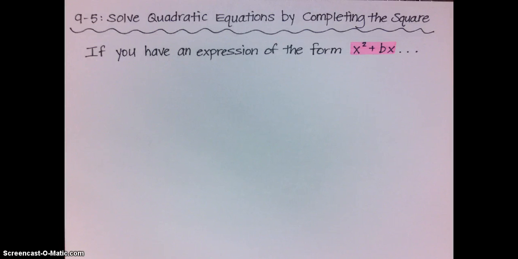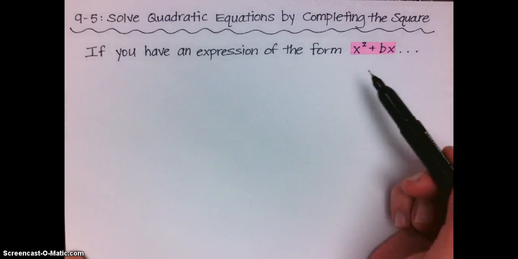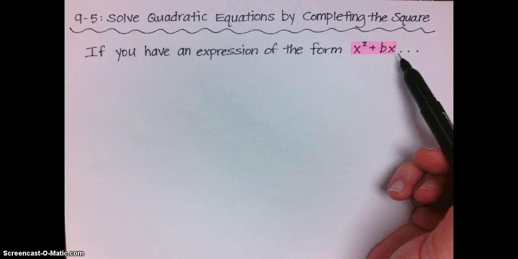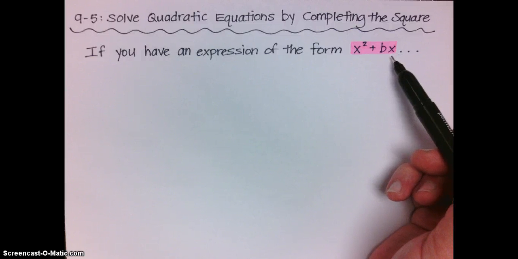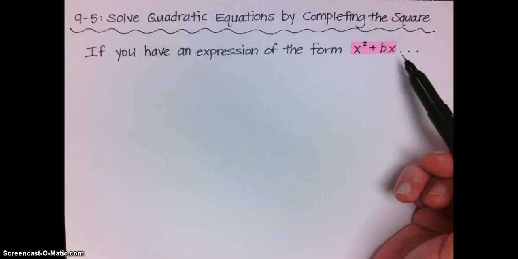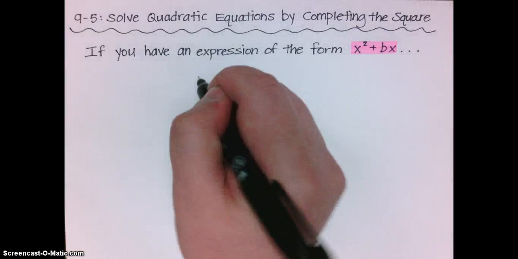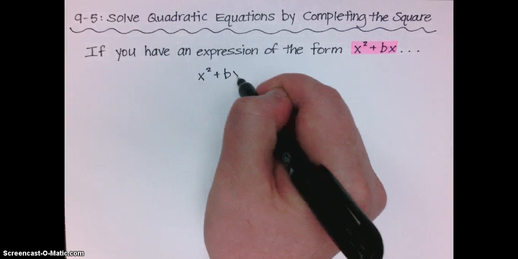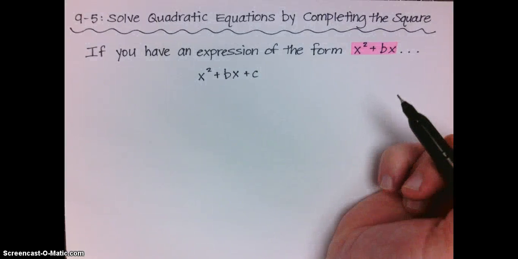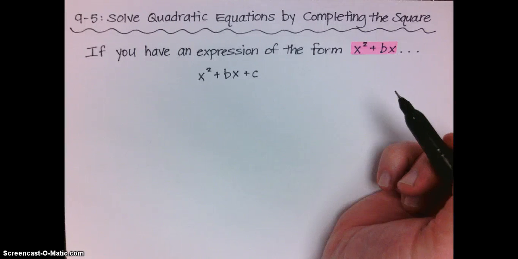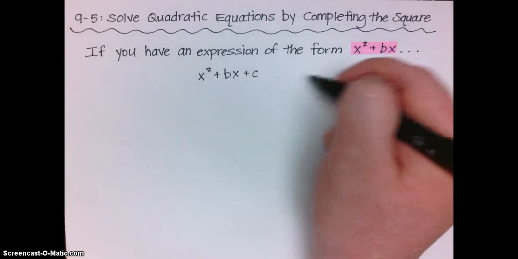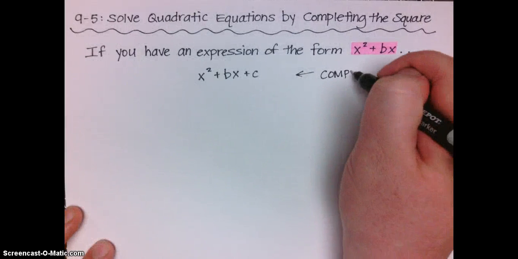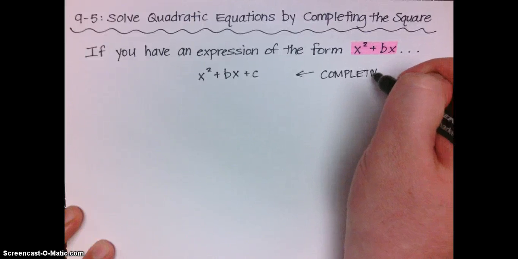Today is a new method called completing the square, and what you're going to look for is when you have an expression that has an x squared plus some number times x, we're actually going to change this by adding one more very special number to it. We're going to add a constant to this expression. We're going to call that constant c. So we're going to find this very specific number, c, so that now this is a perfect square trinomial. Okay? And this process is called completing the square. That's by adding this very specific constant c. So completing the square.